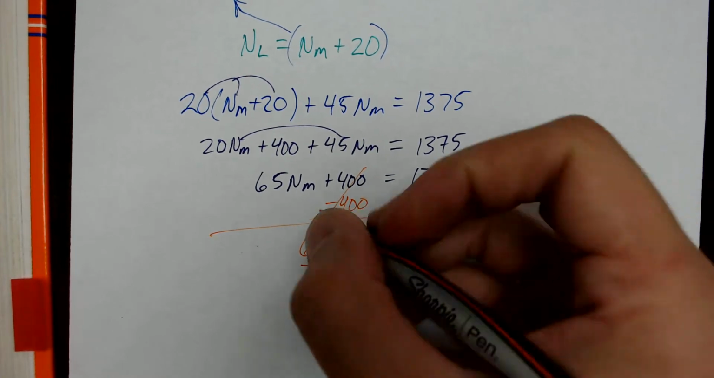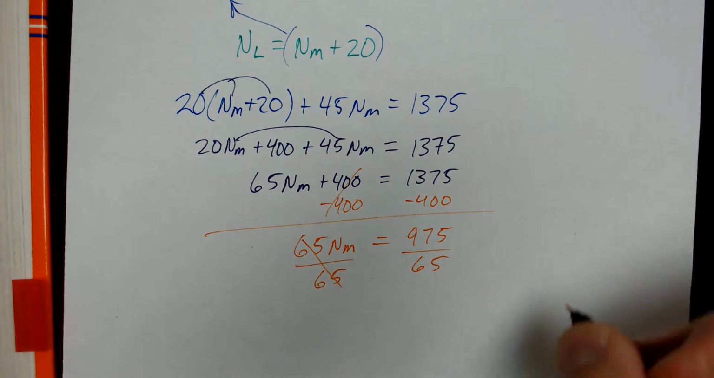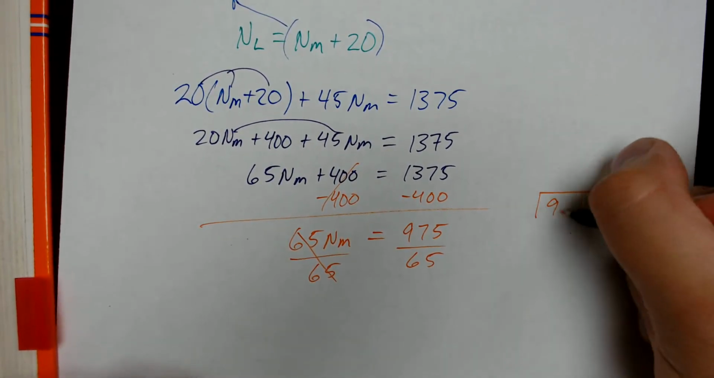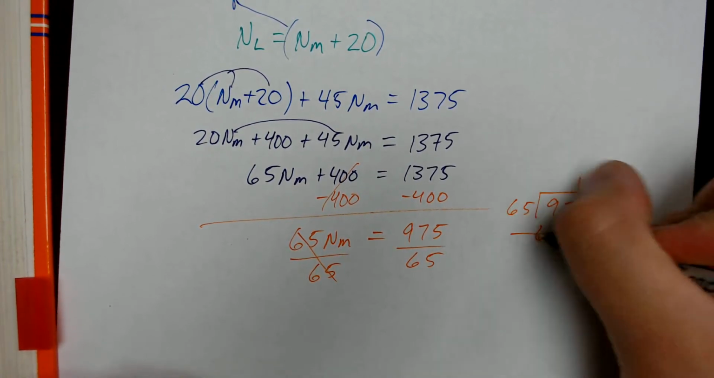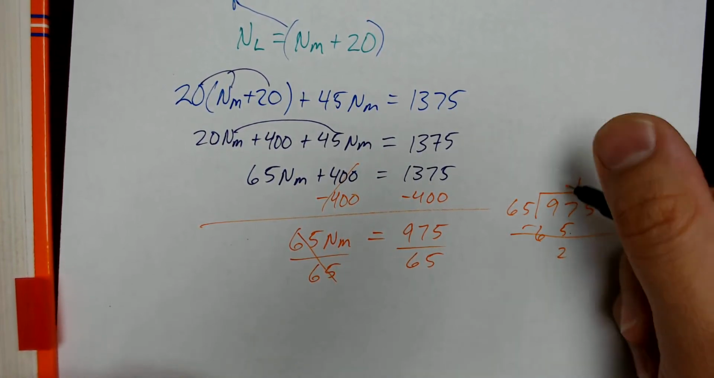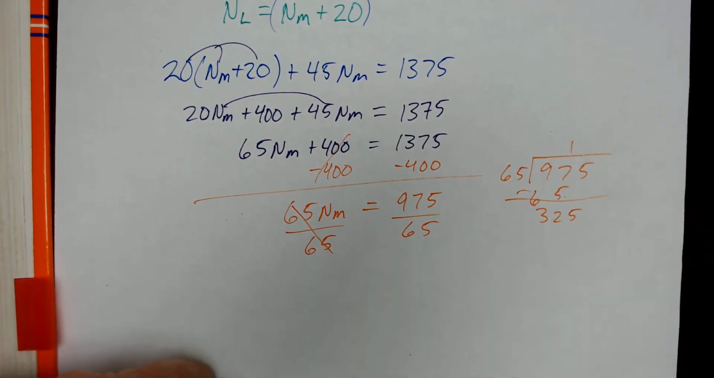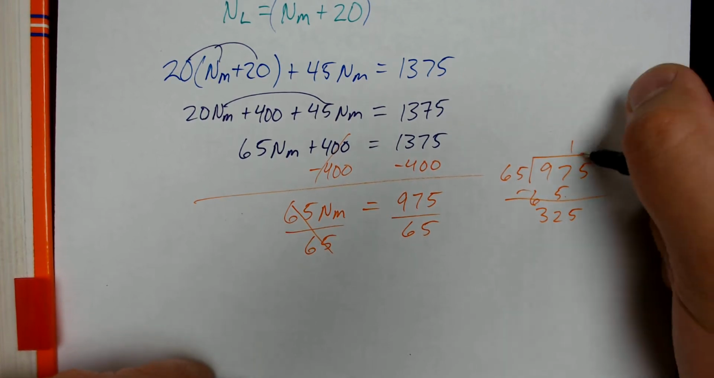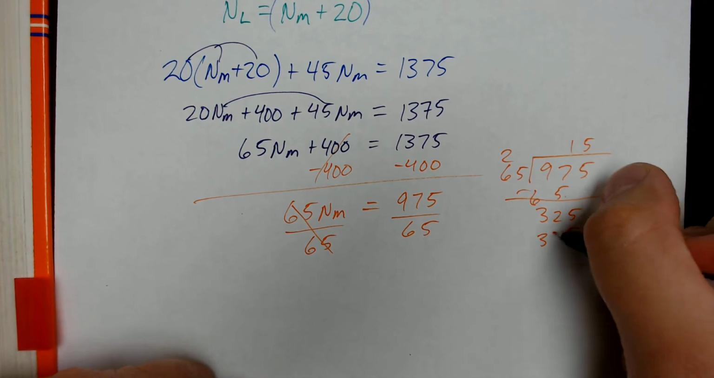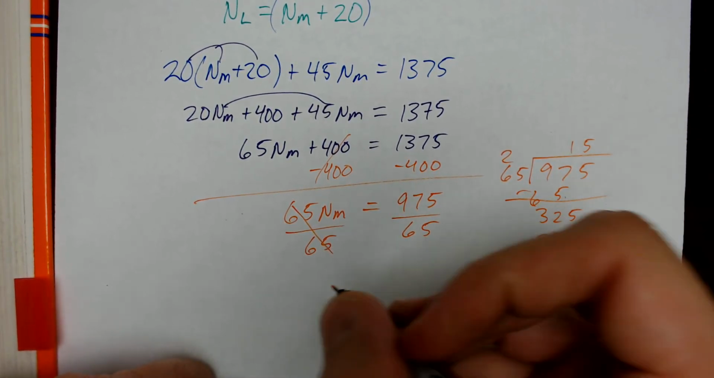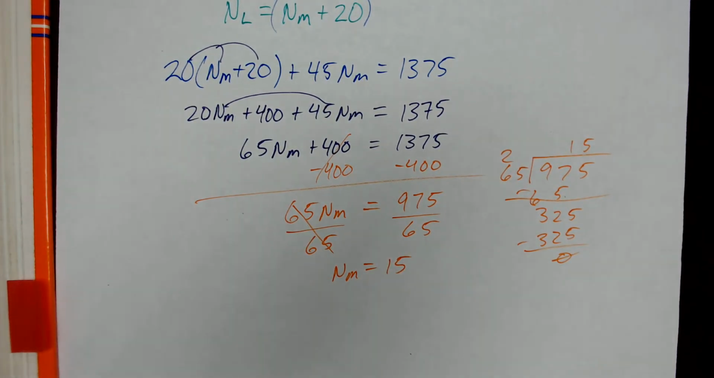So last step, I'm going to divide by 65, and I'm going to see how many times 65 will go into 975. So 975, 65, that'll go in once. Whoops. 2 and 3 and 5. So now I gotta guess how many times 65 will go into 325. Well, 6 times 5 is 30. Let's try 5. So there I get 2, and it works out perfectly. 15. So n sub m equals 15. So they sold 15 more expensive dresses.